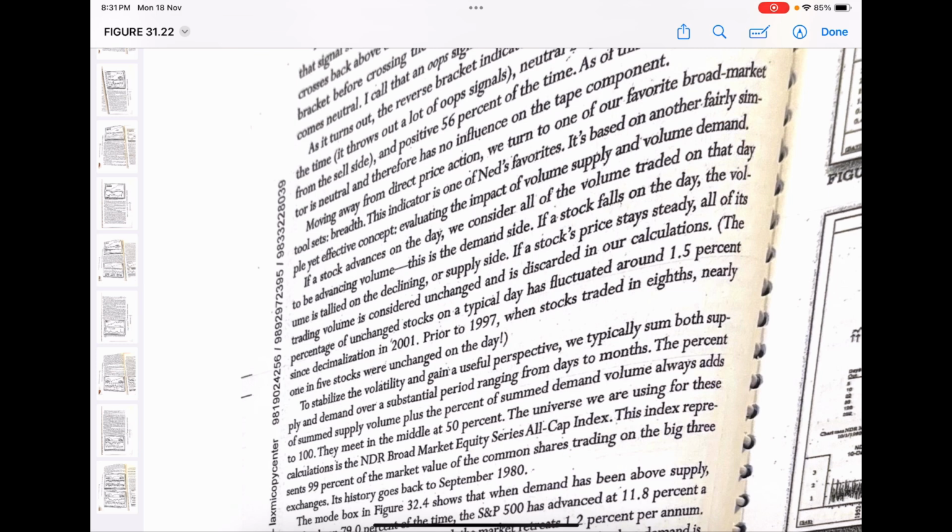If a stock advances on a day, we'll consider all the volume traded that day to be advancing volume, and if a stock falls on a day, then we consider the entire volume to be on the supply side. So that is what is known as breadth.